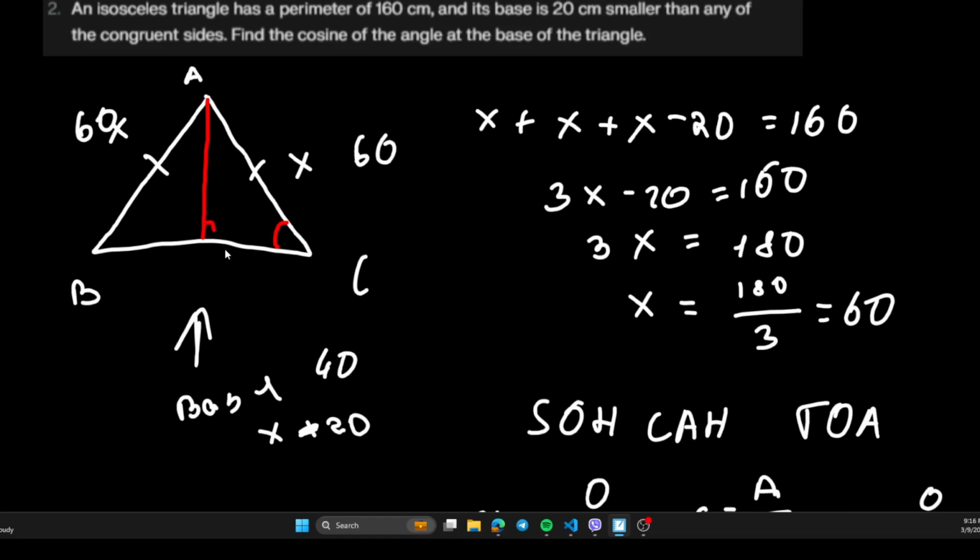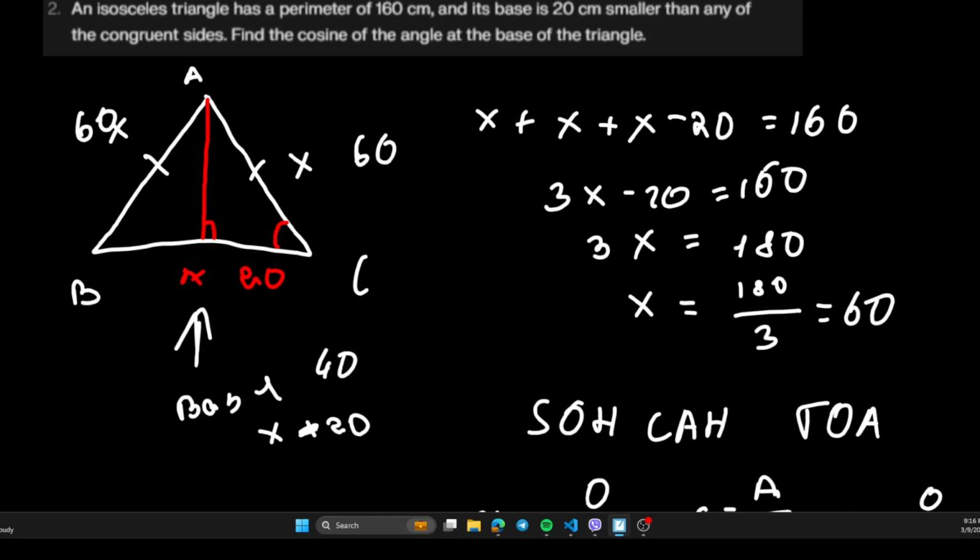Now remember, what the height in an isosceles triangle does is it's the median, it's the bisector, and it's also the height. Now, the bisector, what does it mean? It splits the angle in half. The median splits the side into half. So if all of BC was like 40, then that means KC is going to be 20.